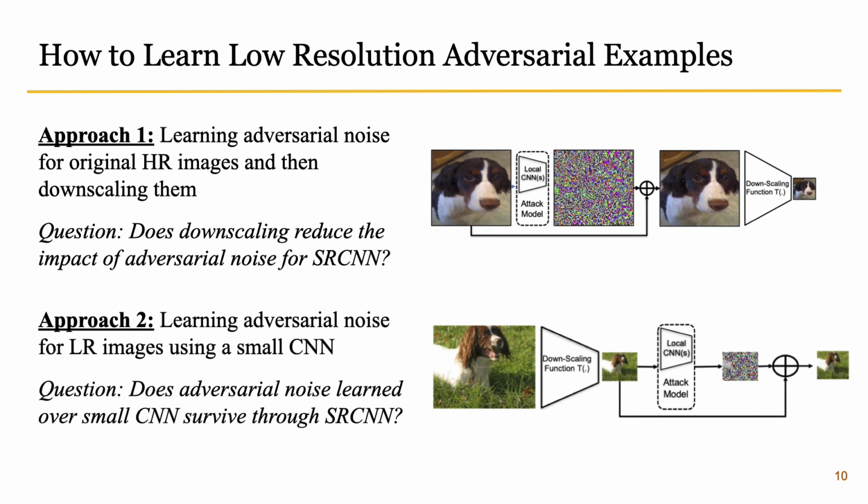The other approach to generate low-resolution adversarial images is to train them directly on a small CNN. When we say a small CNN, we mean they are trained on low-resolution images with a limited number of classes. Here the main question is whether the low-resolution adversarial images trained on a small CNN can make SRCNNs generate unclassifiable high-resolution images or not.